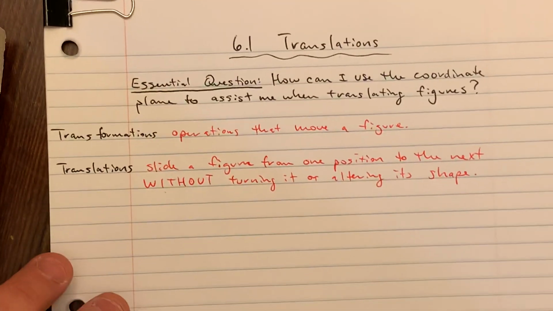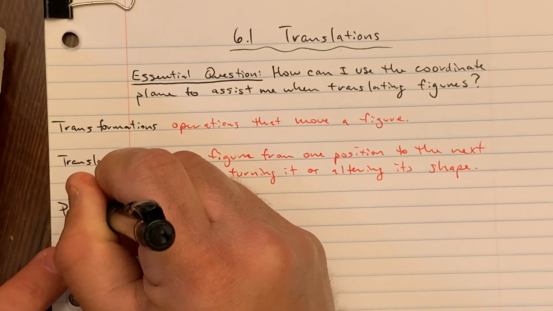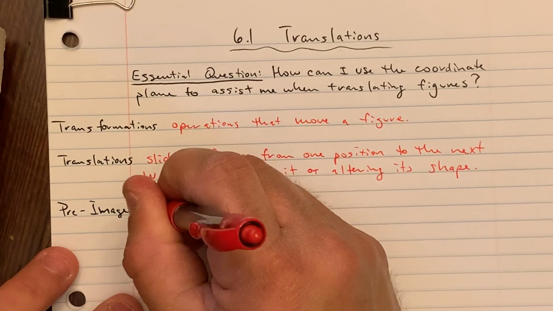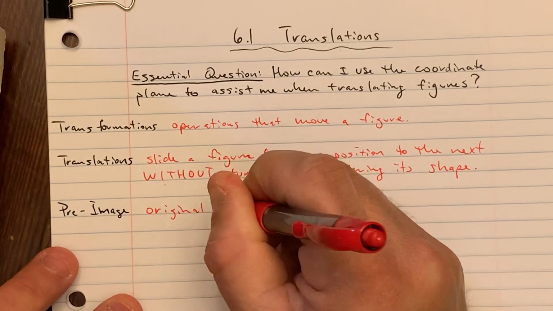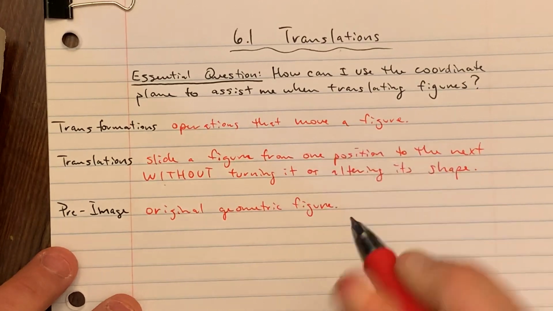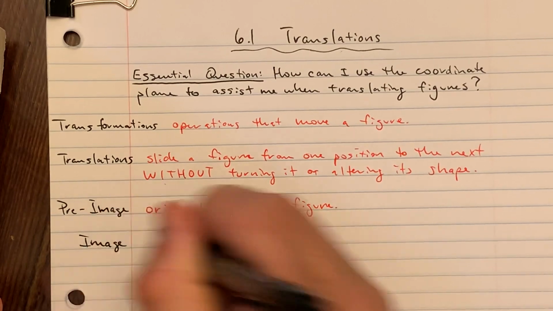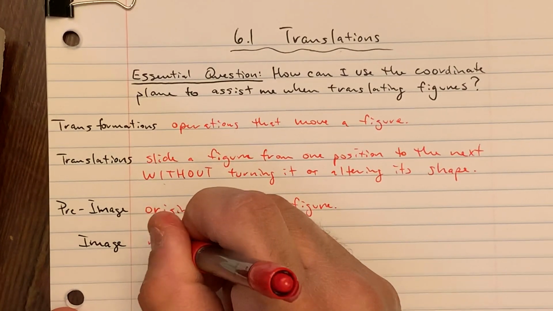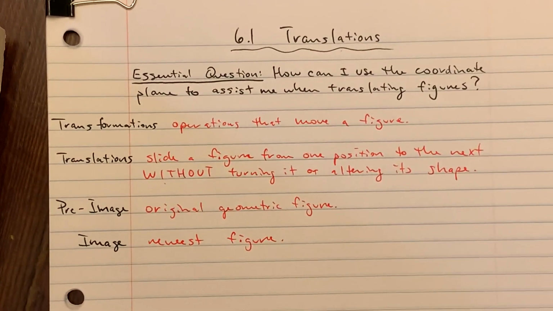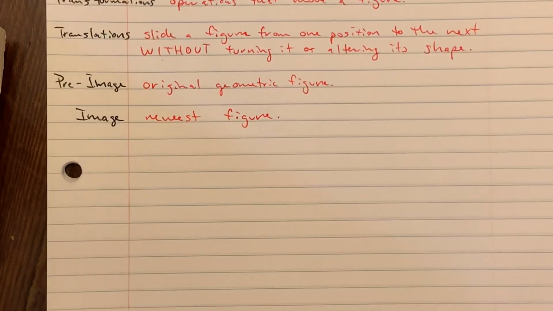A couple of other things to take note of here. We have something called a pre-image. A pre-image is our original geometric figure. So whatever we started off with, that's our pre-image. And then we have something called the image, and that's just the newest figure. We'll talk about how we get these different things. So let's get into it and start practicing translating.